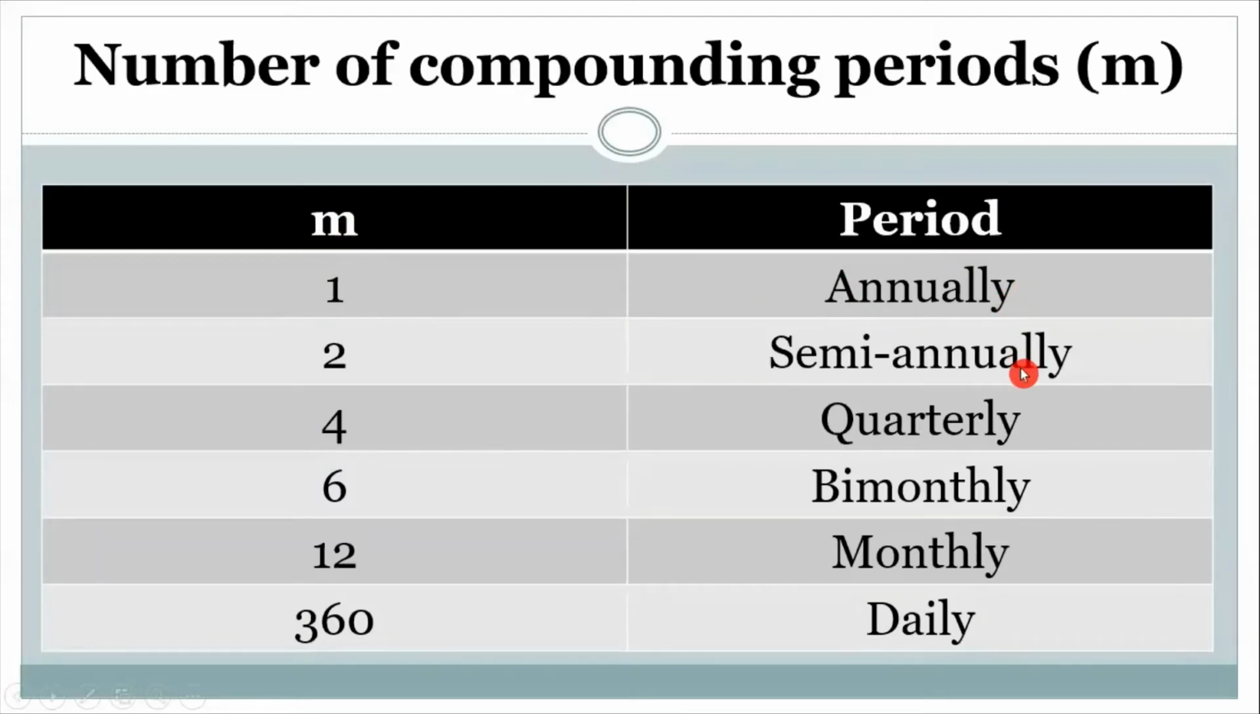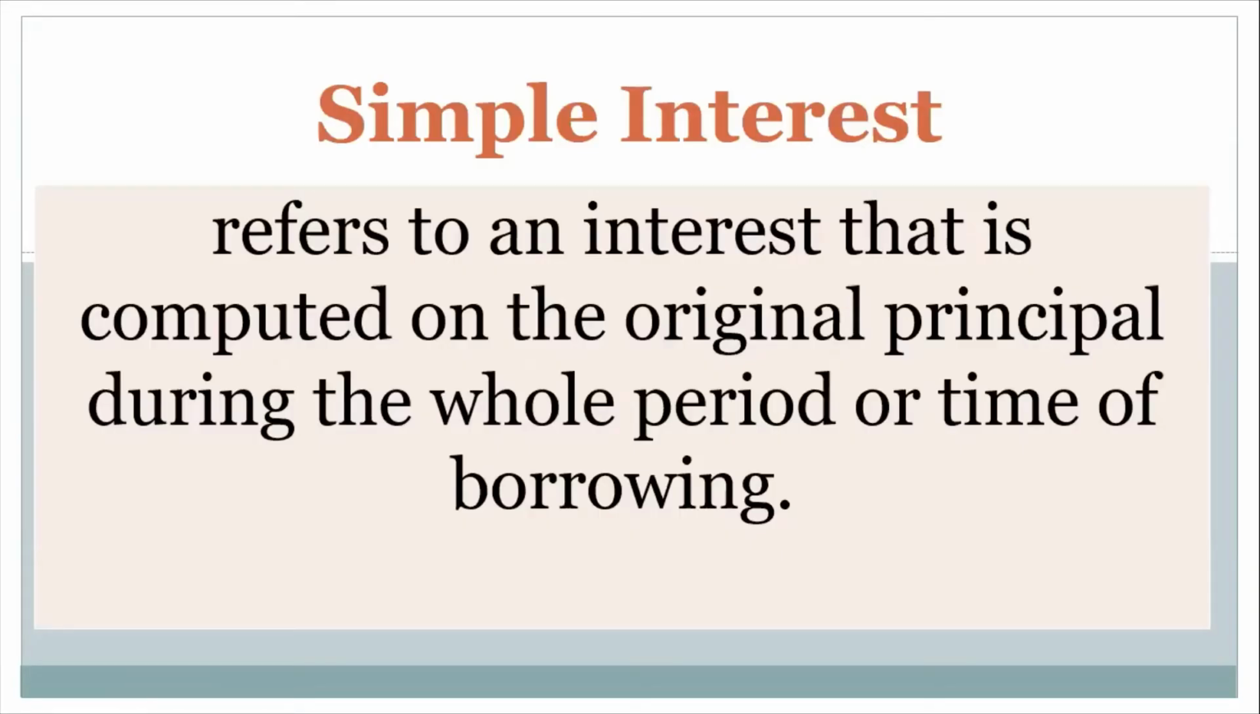For semi-annually, that means twice a year. For quarterly, that is 4 times a year. For bi-monthly, it means every 2 months or 6 times a year. And monthly, that is 12 times in a year. In case of daily compounding period, banks normally use the conversion formula, which is 1 year is equal to 360 days.